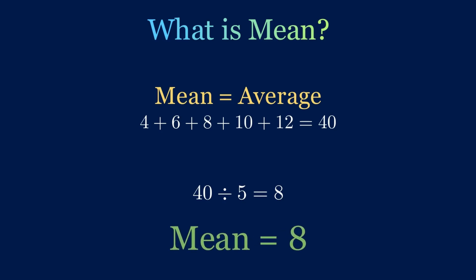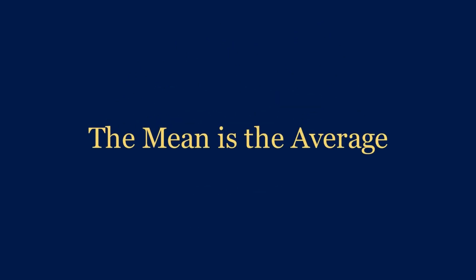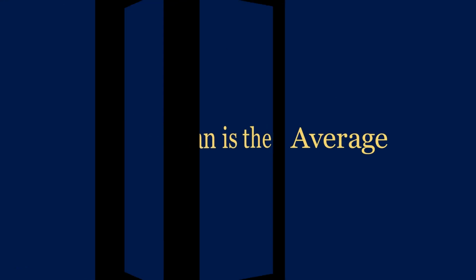40 divided by 5 equals 8. So the mean of these numbers is 8. Great job. The mean helps us find the average value of a group of numbers. Let's continue and practice finding the mean with another example.